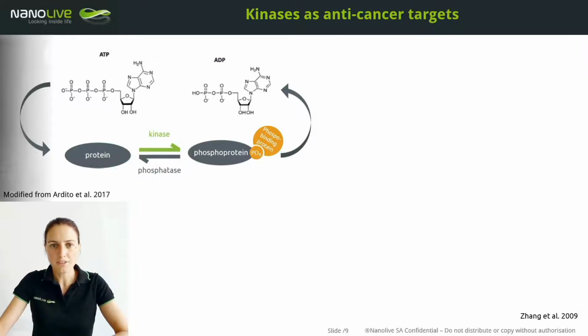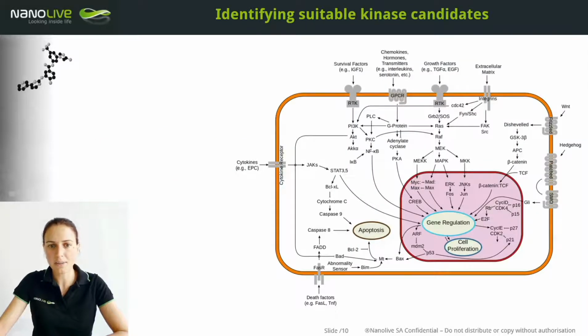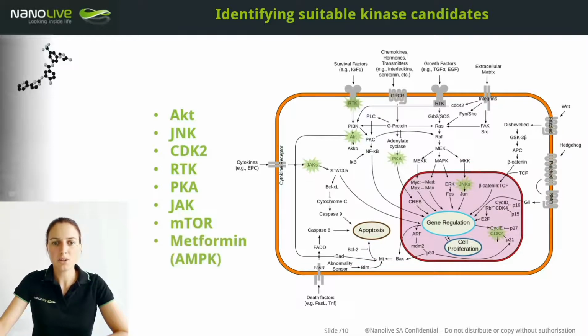Hyperactivity, malfunction, or overexpression in kinases is the root cause of many human cancers, as we can see in this table on the right. The development of specific kinase inhibitors has therefore generated great interest as an anti-cancer treatment. One of the benefits of targeting kinases is that selective inhibitors can be created to target specific pathways. We identified 8 inhibitors or modulators of kinase activity. Our targets were AKT, JNK, CDK2, RTK, PKA, JAK, mTOR, and AMPK.